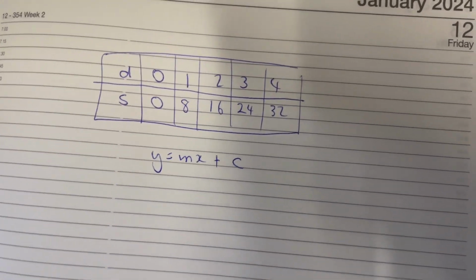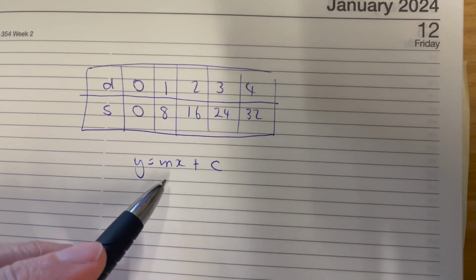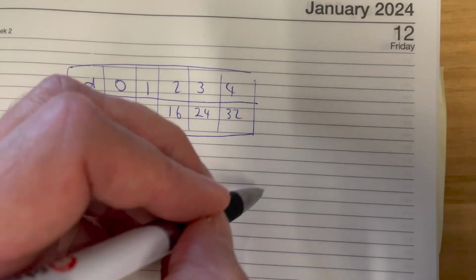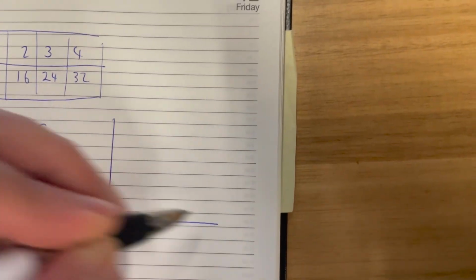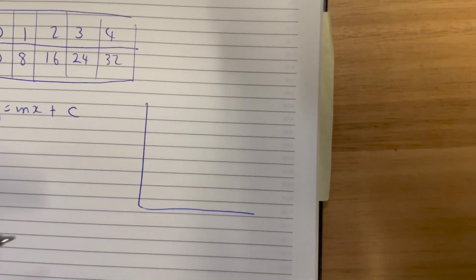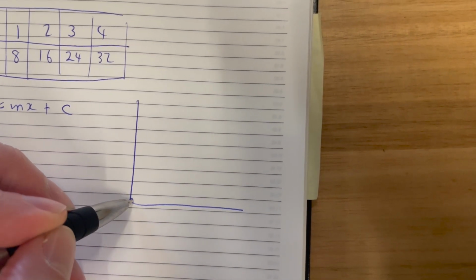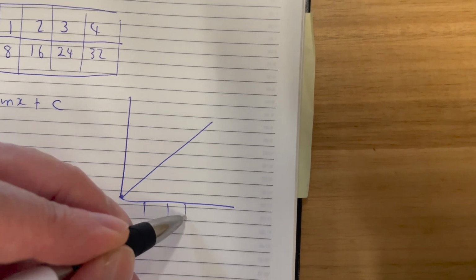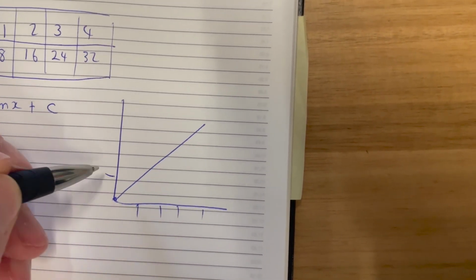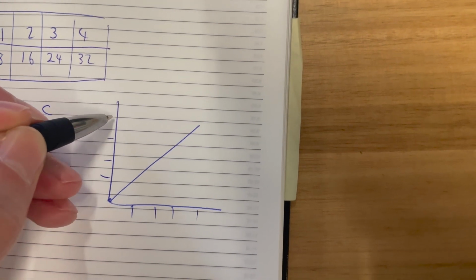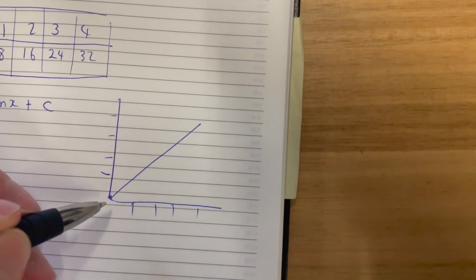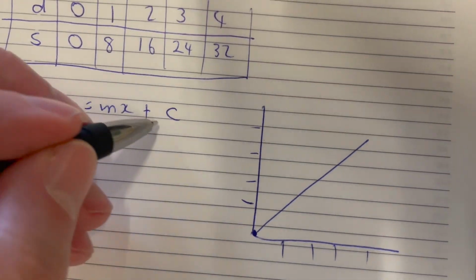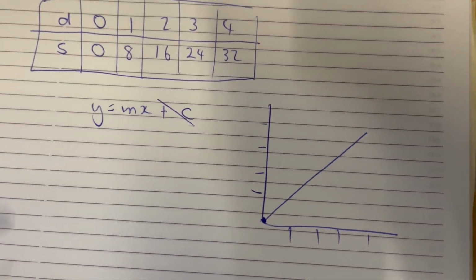Okay, so what I'm looking at here is the idea that if I was going to graph this, I would do a graph like this, and you can tell that it's going to start off at this point here and it's going to increase in that sort of direction. So you're going to have 1, 2, 3, 4 days along here, and then here you're going to have 8, 16, 24, 32, etc. So what we know here is that the y-intercept is going to be 0, so we can eliminate that as part of our linear equation.